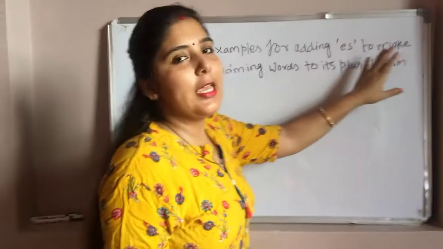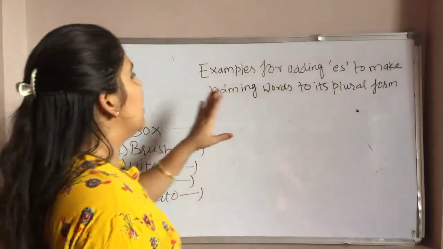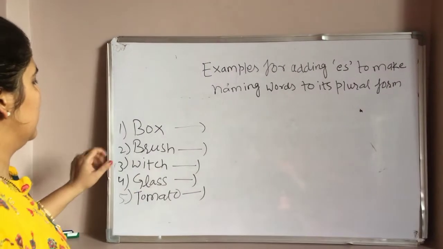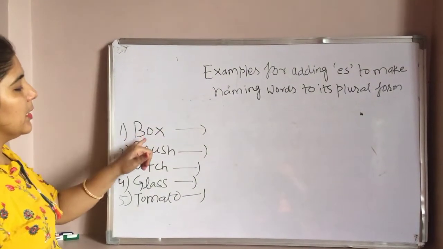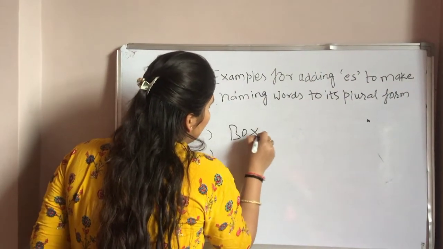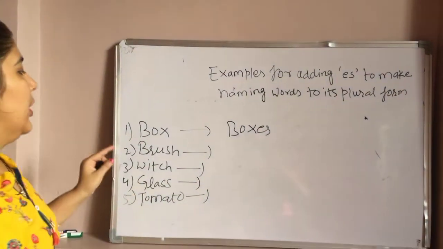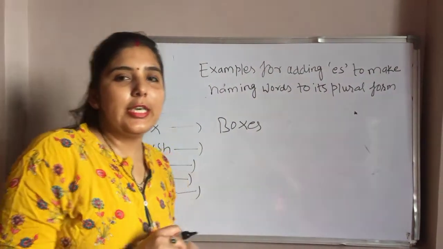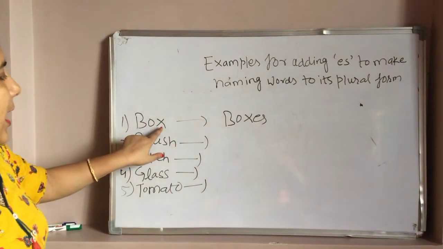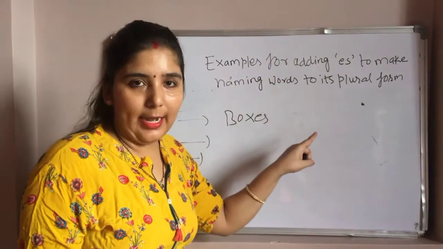Okay children? Examples for adding es to make naming words plural. First, box. Box is a singular form. Now make it plural. Then what do we do? We add es, because in rule 2 we studied that for s, sh, ch, x, o, we add es. So here is x. What do we do? We add es after x.